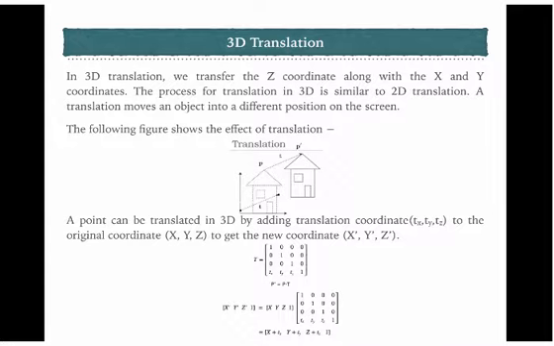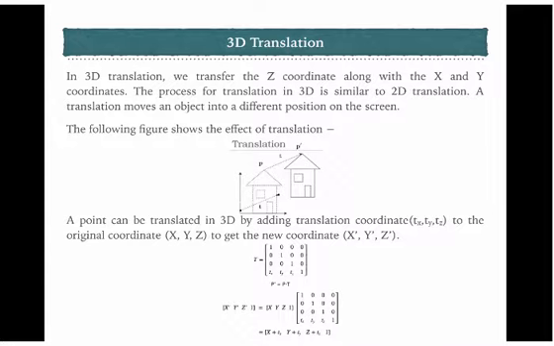The process of translation in 3D is similar to 2D translation. A translation moves an object into a different position on the screen. The following figure shows the effect of translation. The figure P is moved to P dash by using a translation factor of t.